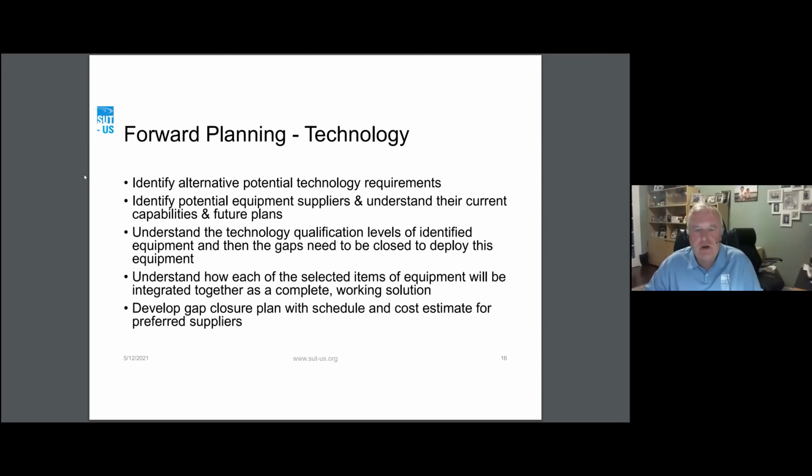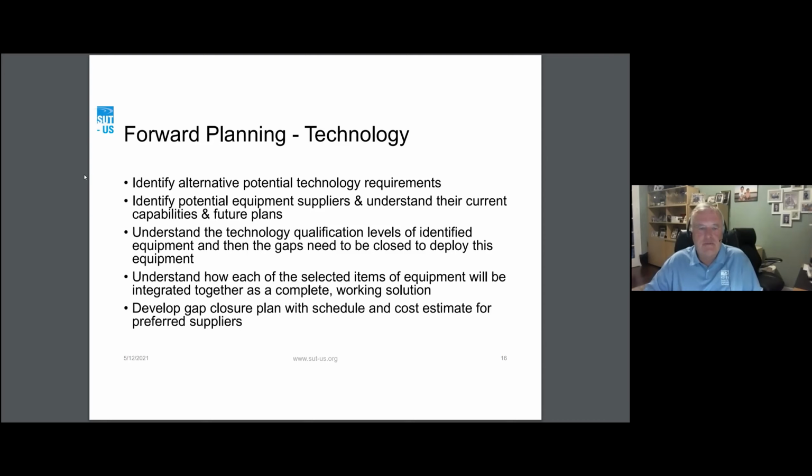Having got all your components together, then you've got to understand how each of the selected items will be integrated together as an integrated solution. Because just having a pile of bits does not mean you've got an integrated solution. Same as when you design and build a car. You get your carburetor, your wheels, the fuel tank, seats. If these aren't fitted together properly, you can't go anywhere.